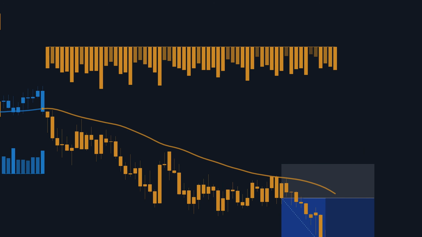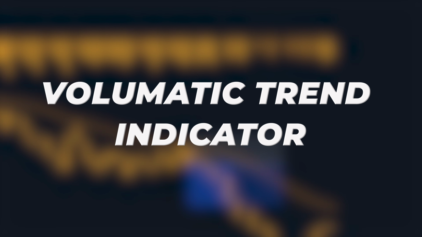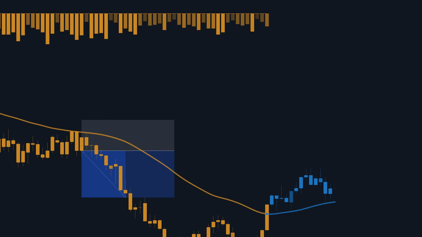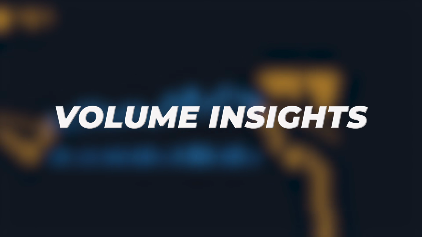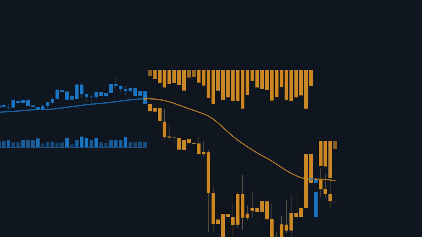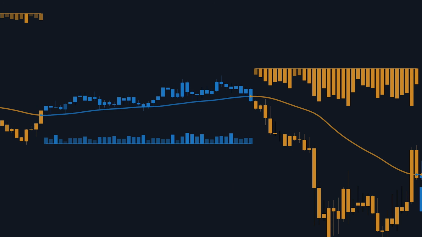So, to wrap things up, the Volumatic Trend Indicator by ChartPrime is a really handy tool that merges trend-following logic with super useful volume insights. It gives you more than just direction. It helps you see the conviction, or lack thereof, behind the price moves using those volume-graded candles and the histogram zones. It's great for getting a better feel for whether a trend has real strength or if it might be running out of gas, making it useful for both swing traders and intraday folks looking to add some volume context to their setups.